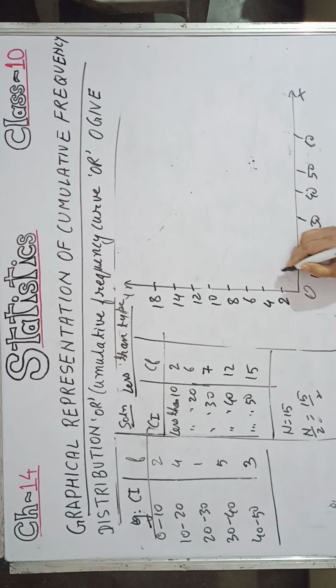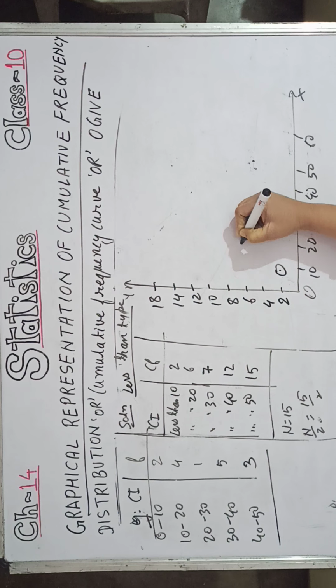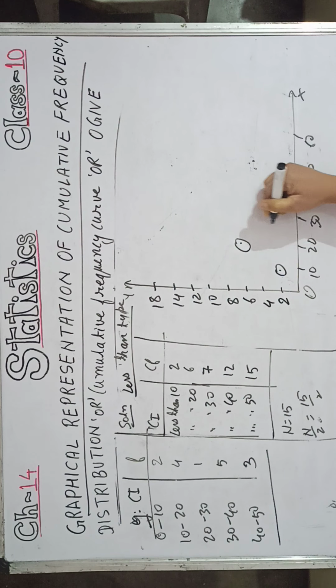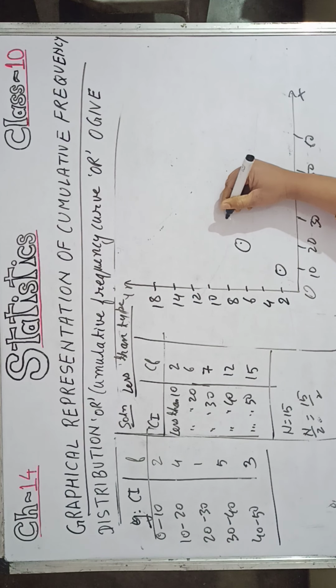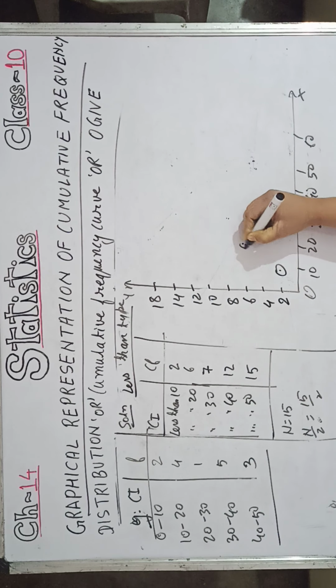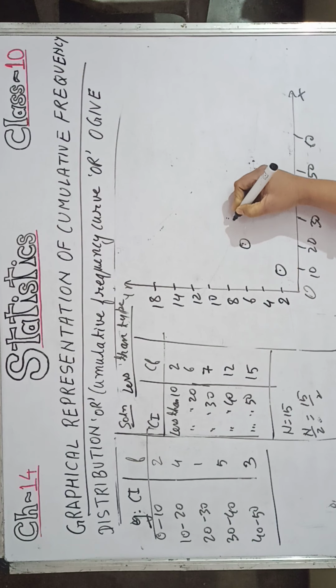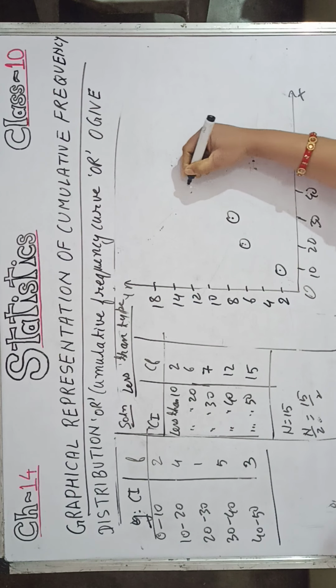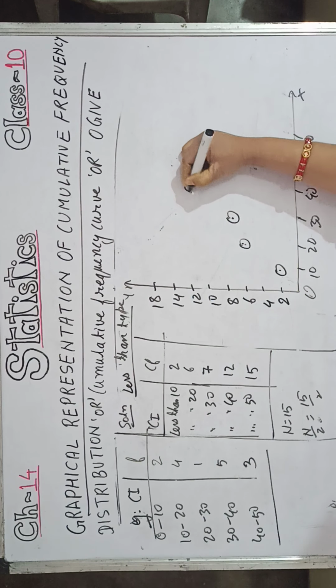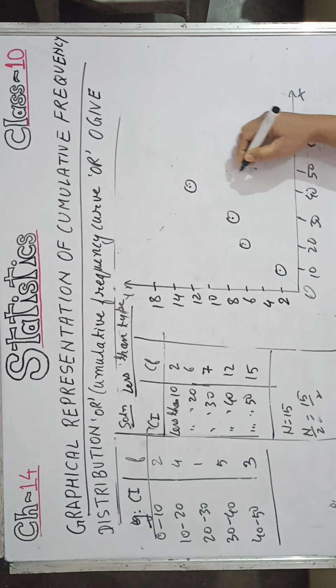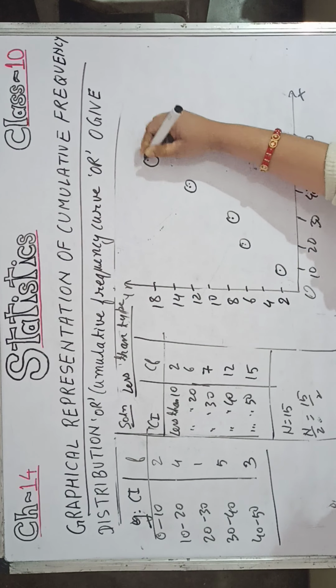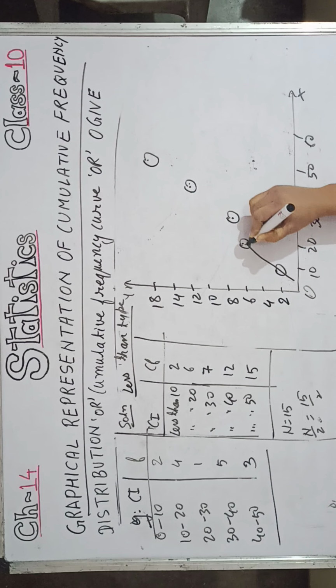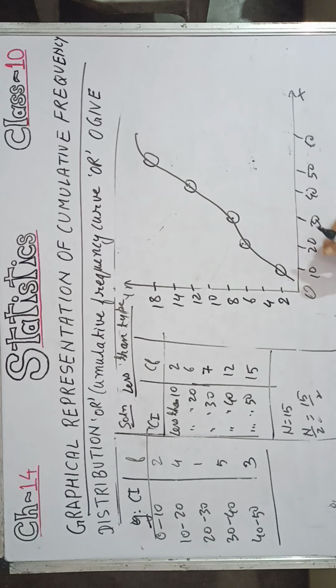Now 10, 2, 10, 2 is here. Then 26, 26 to some extent over here. Then 37, 37. 37, then 40, 12, 40, 12 will be coming here, then 50, 15, 50, 15. So to some extent our graph will come like this.